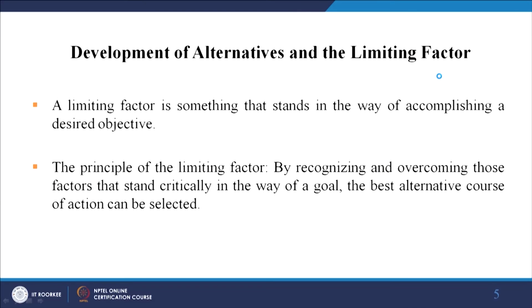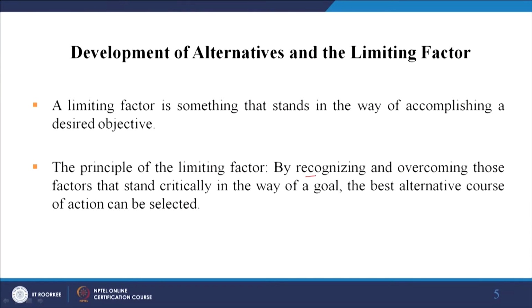because the premises are not aligned, but you have decided on a goal, then you have to select which goals, and then you have to find something that is not affecting it. The principle of the limiting factor is that by recognizing and overcoming those factors that stand critically in the way of a goal, the best alternative course of action can be selected. Wonderful point.